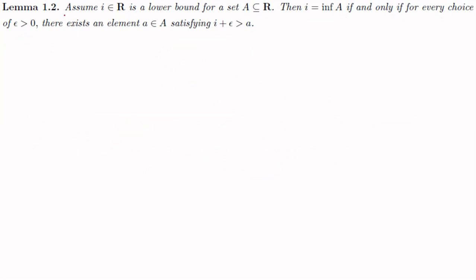Here we have another lemma. Assume I element of R is a lower bound for the set A contained in R. This means the real number I is a lower bound for the set A. Then I is equal to infimum A if and only if for every epsilon greater than 0 there exists an element A, element of capital A, satisfying I plus epsilon greater than A.